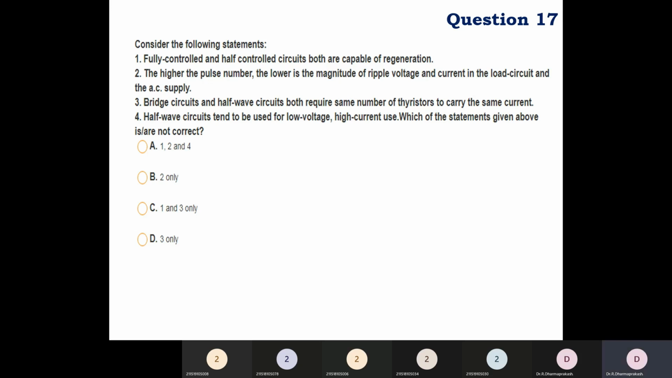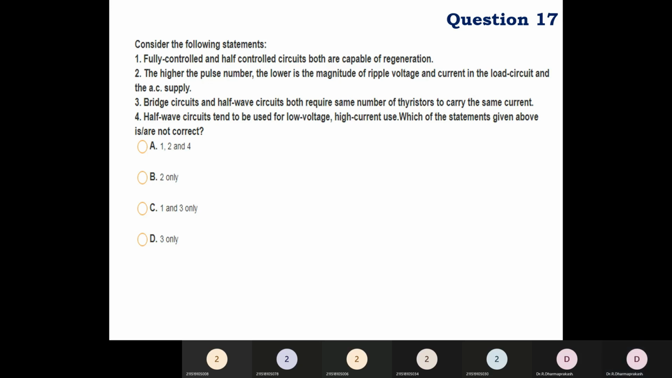Which of the statements given above are not correct? Okay. Half-wave circuits, usually the current is discontinuous. Generally, it is not used for high current operation. So here we have to find which statements are not correct. So we know that the fourth one is not correct and the third one is not correct. And the second one is the right one. First one is not correct.